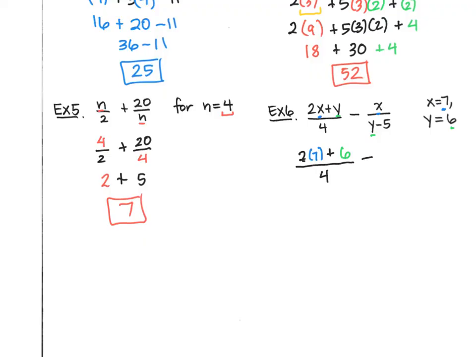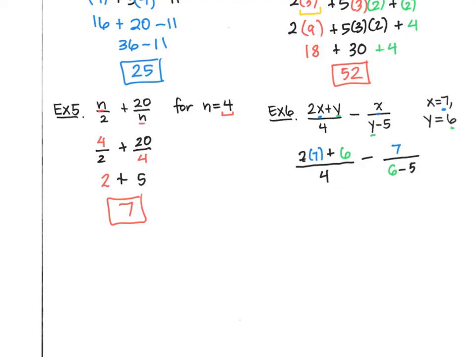Okay, I'm going to keep going. Okay, now there's another fraction. Okay, on the top of the numerator of this fraction, I have an x. What is x? X is 7. And in the denominator, it says y. What is y? Y equals 6. And then the minus stays the same and the 5 stays the same. This is the substitution step. This step must be shown on your work for full credit.